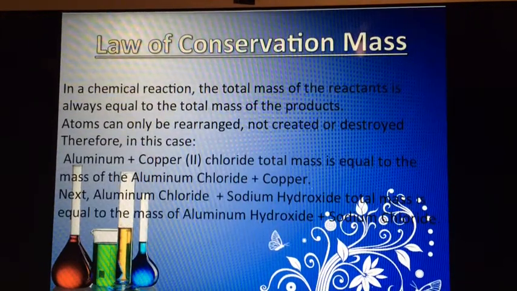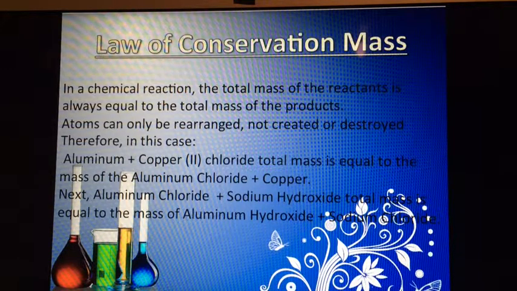Law of conservation of mass. The law of conservation of mass states that in a chemical reaction, the total mass of the reactants is always equal to the total mass of the products. Atoms can only be rearranged, not created or destroyed. That is not part of the law of conservation of mass. That is another part of balancing chemical equations. You can see that we don't destroy or create, we just rearrange.